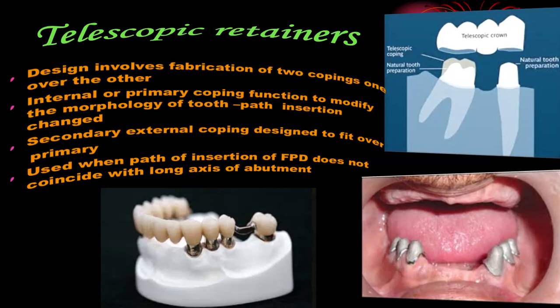The design involves fabrication of two copings, one over the other: an internal primary coping to give function and modify the morphology of the tooth, and a secondary coping to fit over the primary. As we can see, the telescopic crown consists of two crowns.